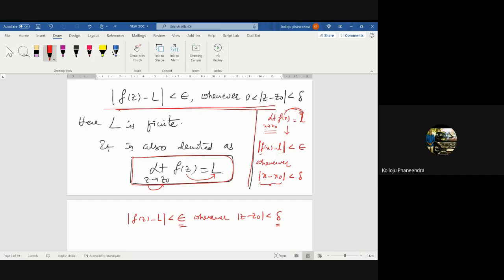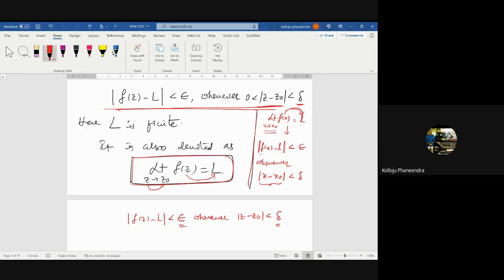Once again, limit of a complex function. L is said to be the limit of the function f of z as z tends to z naught. How can we interpret this? When the distance between z and z naught is very, very small, the distance between f of z and L is also very, very small. Then f of z approaches L as z approaches z naught. This is the definition of limit.